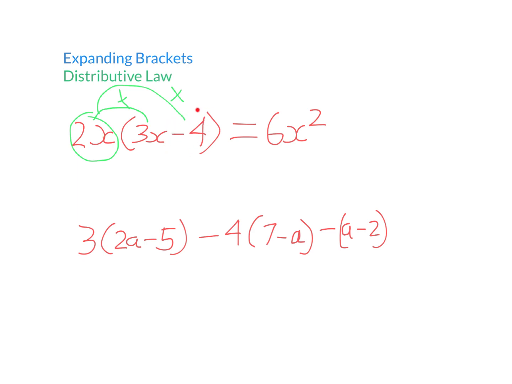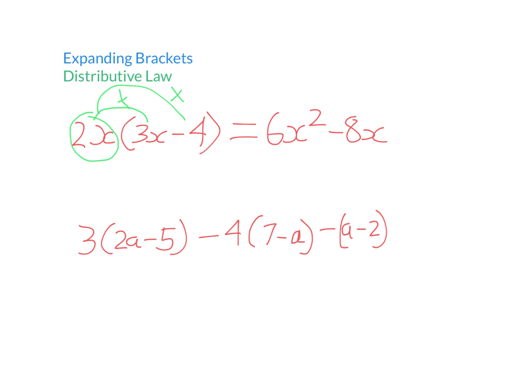This isn't a +4, it's a -4. So 2 times -4 is -8, and then we write the x. I can't simplify this any further. x squared and x are not like terms. This term has two x's, this term only has one. So this is my final answer and I'm done.